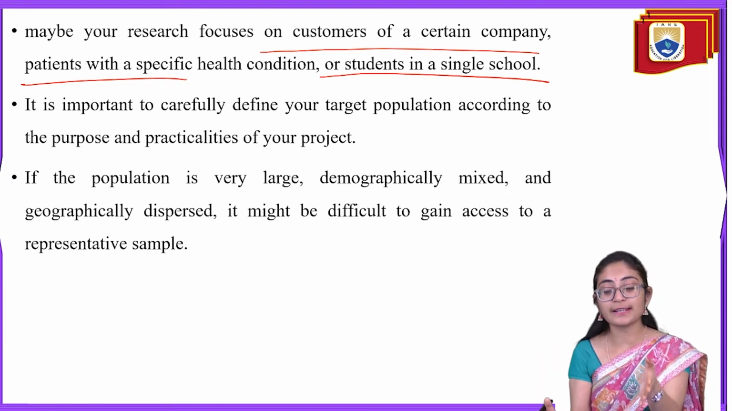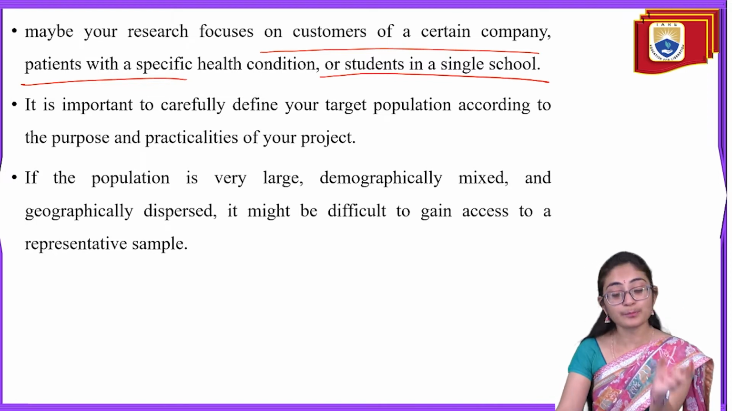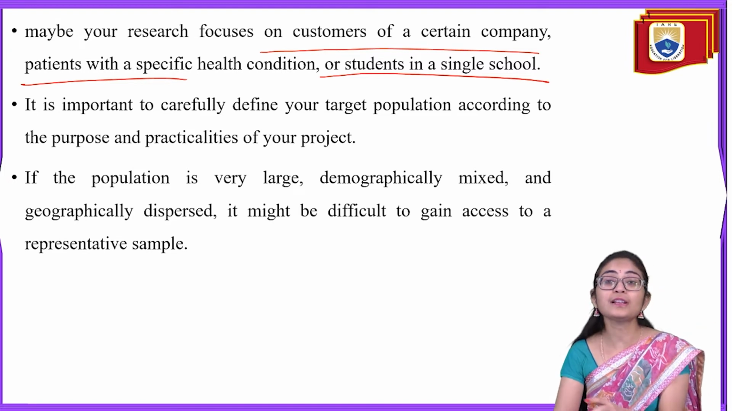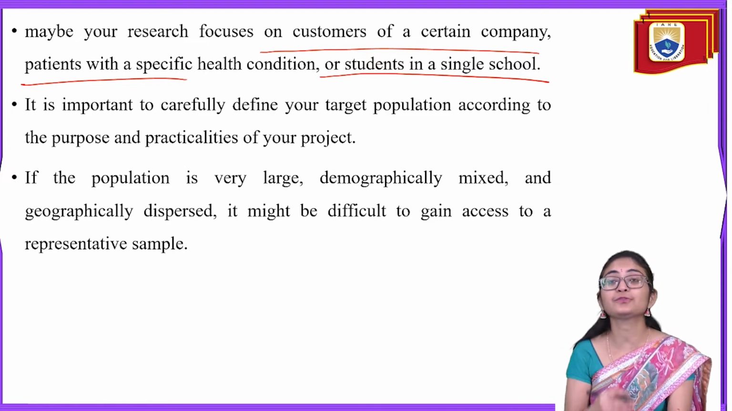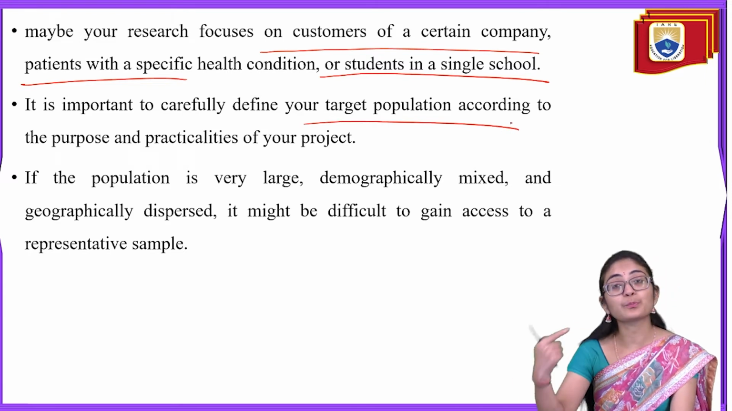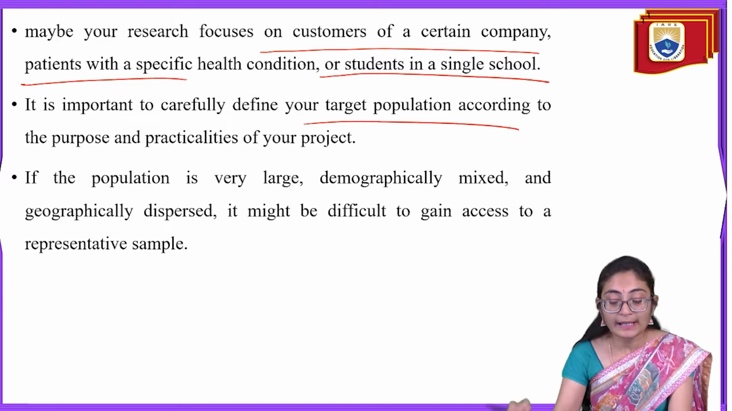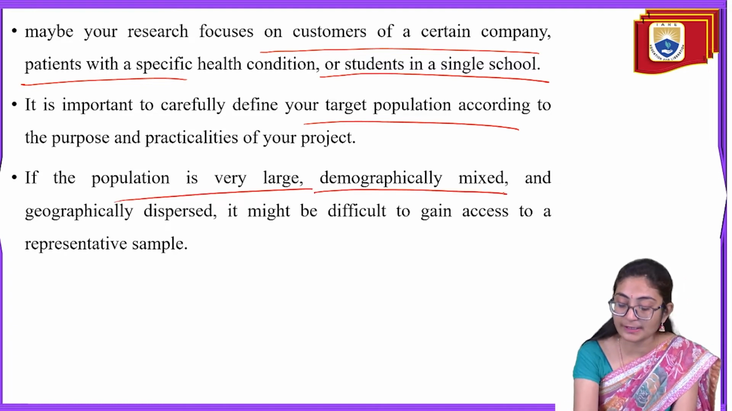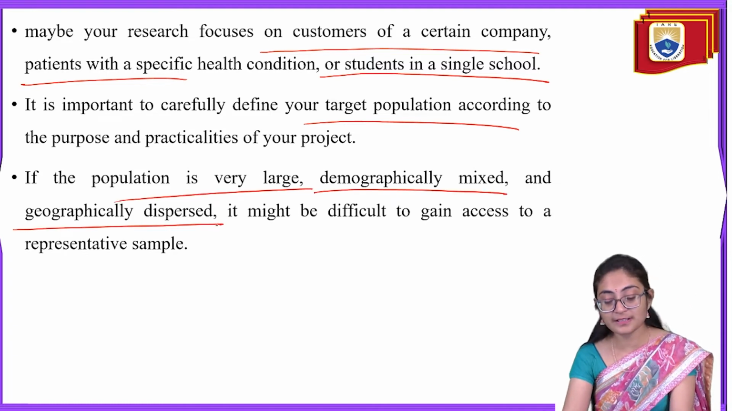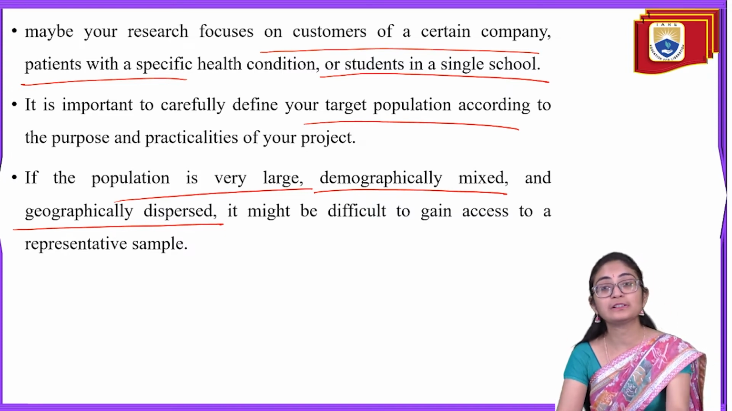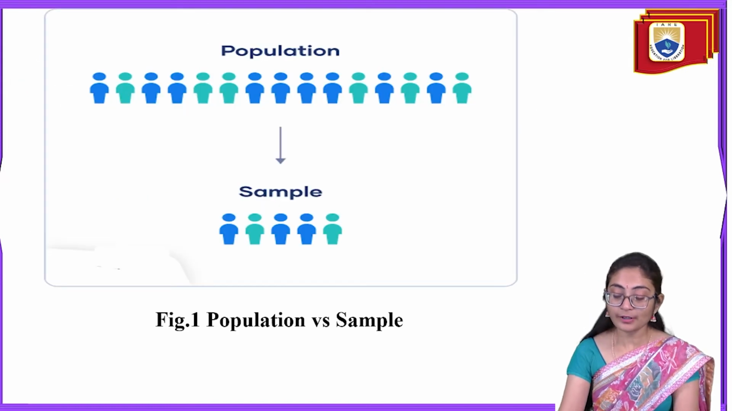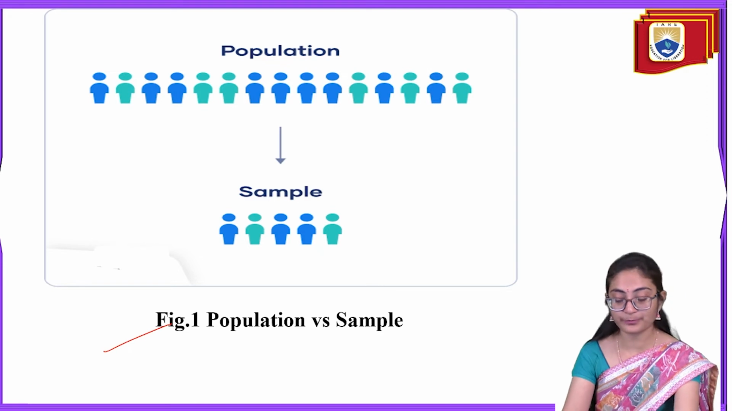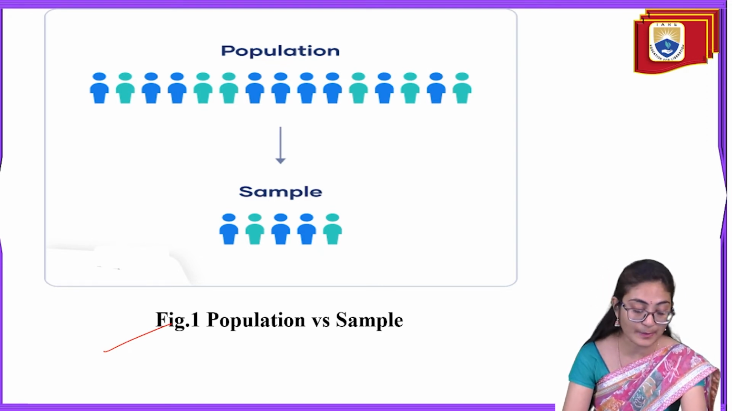Just as we have taken the example of customers of a certain company, patients with a specific health condition, students in a single school, these are all examples of the sample and the population. And it is important to define the target population according to the purpose and practicalities of your project. If the population is very large, demographically mixed and geographically dispersed, it might be difficult to gain access to a representative sample. Now you can see this example-based figure of the population versus sample.